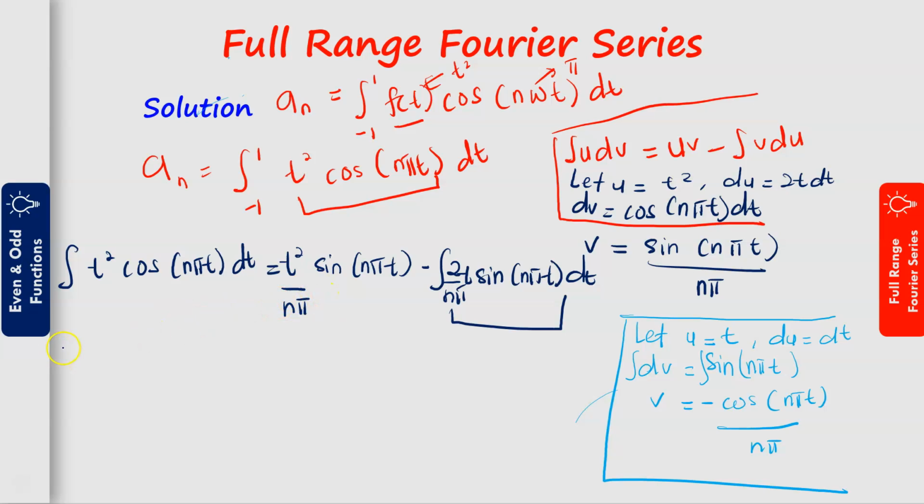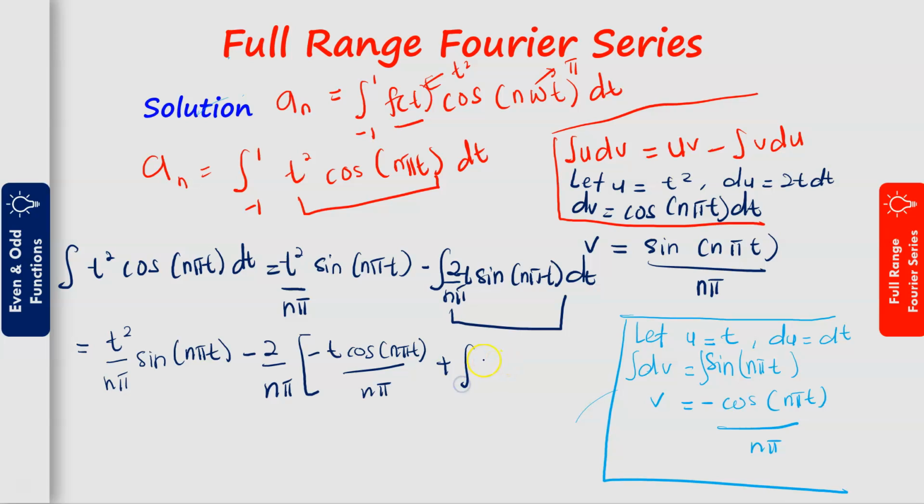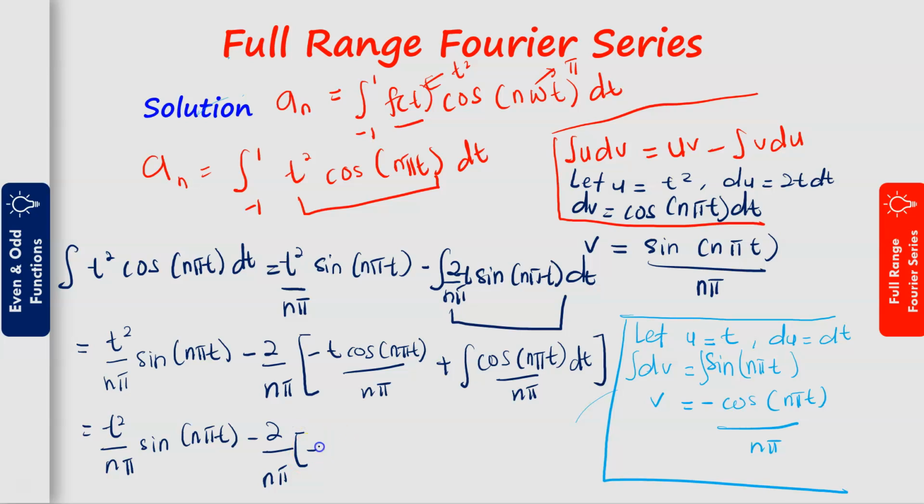So when we substitute in this equation, we'll have this one equal to t square over n pi sine n pi t, and then minus 2 over n pi. And in this bracket, we need to use integration by parts. We will have here negative t cos n pi t divided by n pi, and then plus the integration of cos n pi t over n pi dt. Why plus here? Because the formula is minus, and then minus this one gives plus. And then class, when you solve this part, you will get t square over n pi sine n pi t minus 2 over n pi times negative t cos n pi t over n pi.